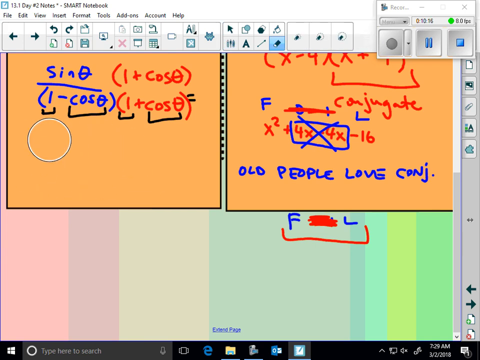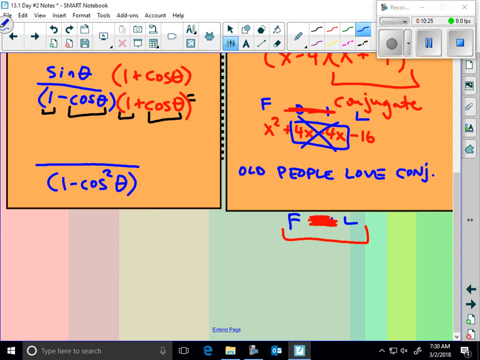So let's see what we get when we do this. What would our denominator now be? Well, we already determined that. It's going to be 1 minus cosine squared theta. What would our numerator be? Well, here's what I'm going to do. I'm going to leave it in this form, sine theta times 1 plus cosine theta, for a moment, and then you'll see why in just a minute. Okay, so now where do I go? Because I'm looking for cosecant plus cotangent, maybe, something like that.